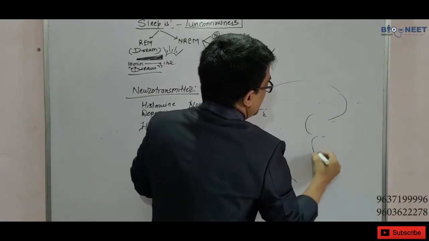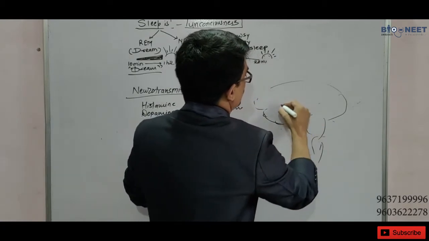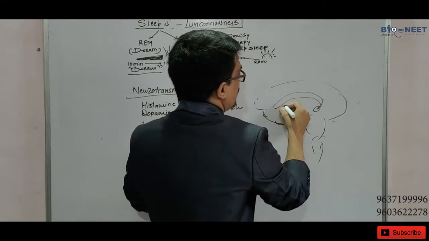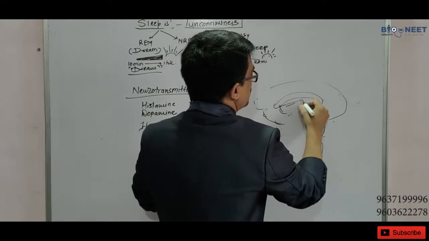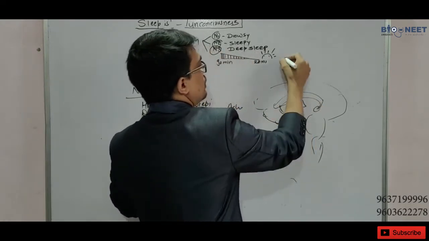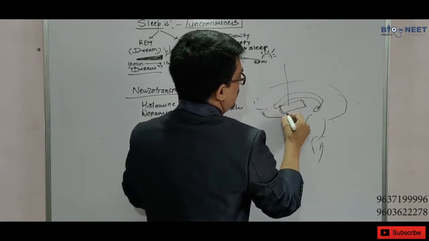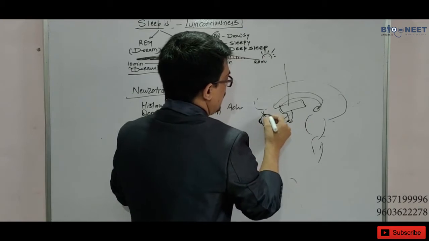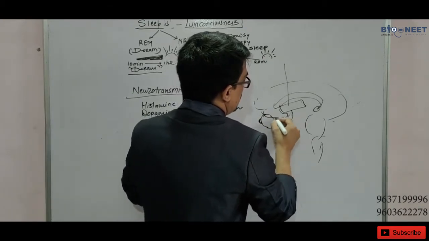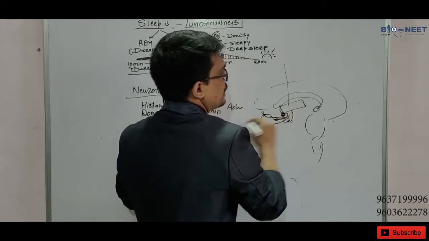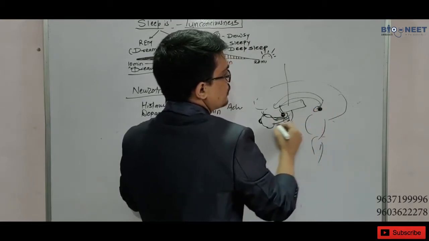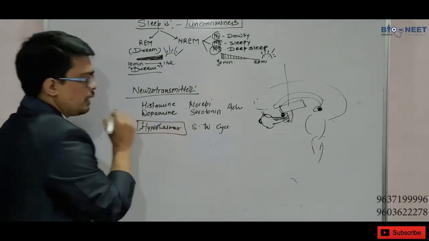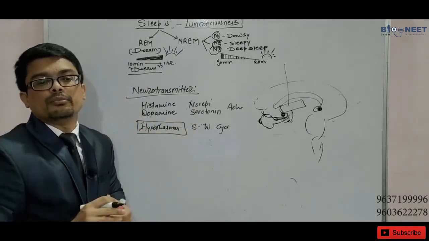So this is the brain. Somewhere here there is a pineal body. Here there is a thalamus and hypothalamus. You already know, this is the pituitary gland. Here there are the eyes and the chiasma, the suprachiasmatic nucleus. So the hypothalamus controls the sleep-wake cycle.